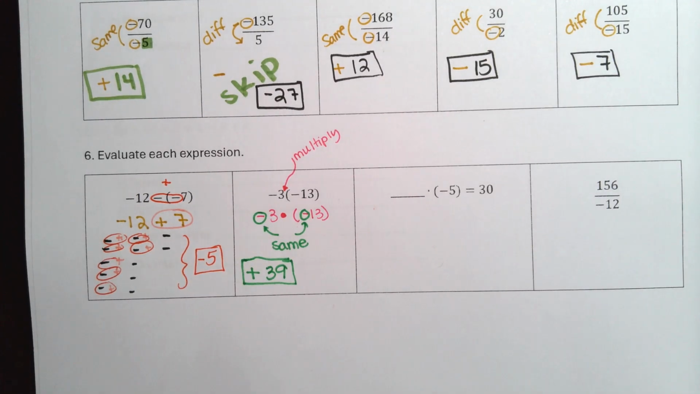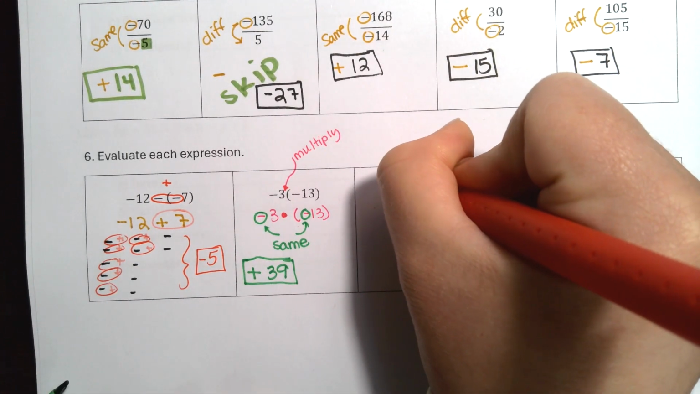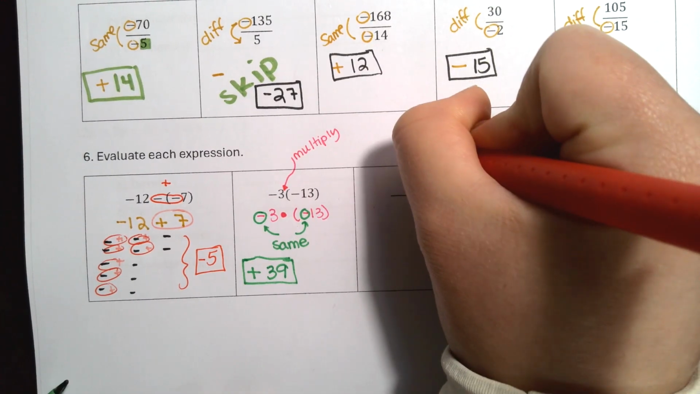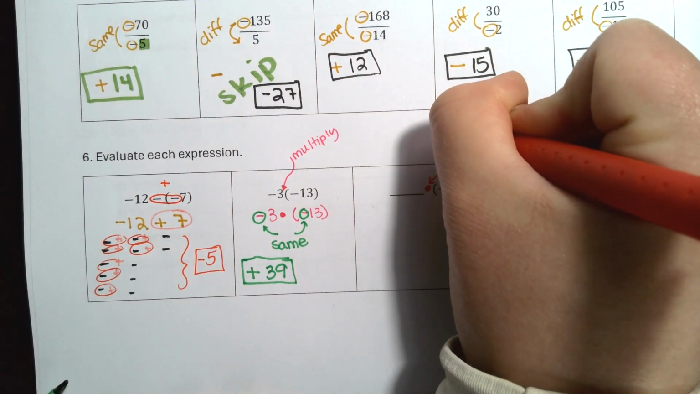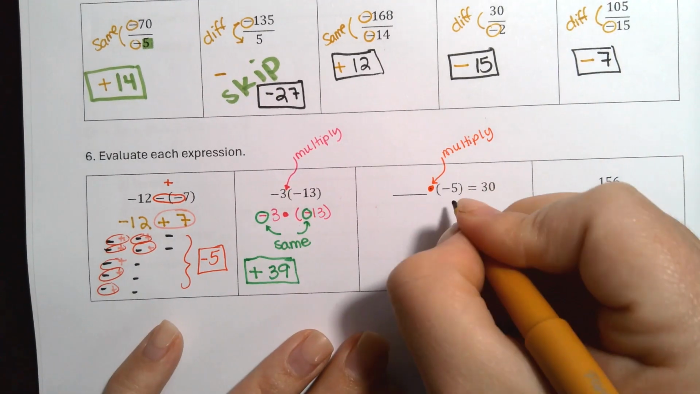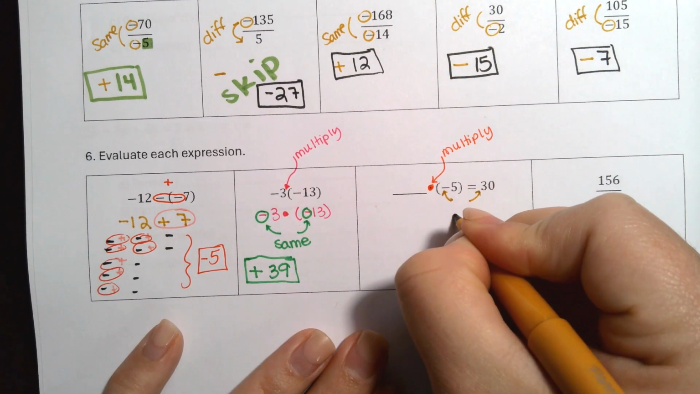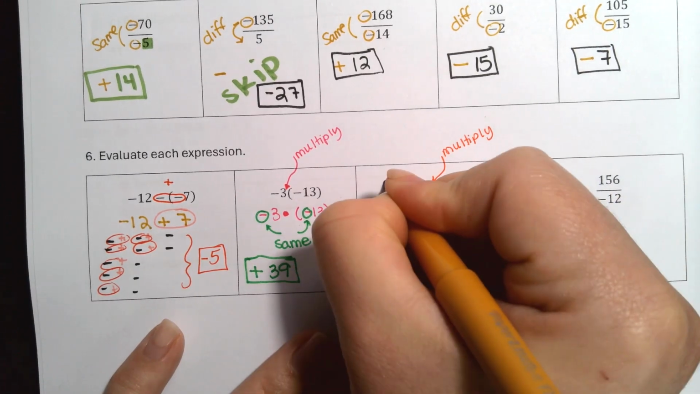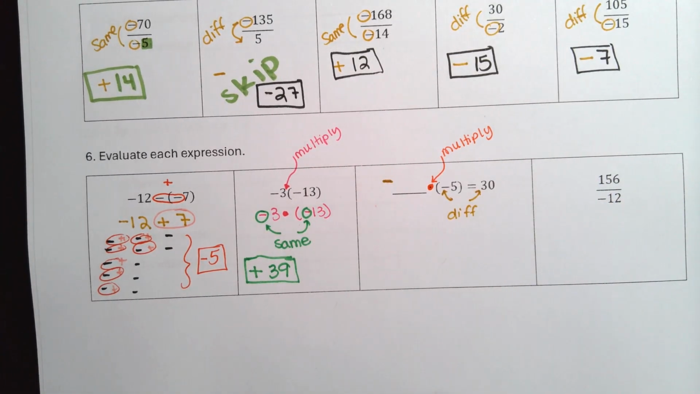Okay, moving on here. This one here is a backwards problem. We are going to fill in. Remember, this is multiplication. We're going to fill in the missing term. So first thing I need to do is ask myself, are these the same or are they different? These are different. That means that my multiplier is going to be a negative.